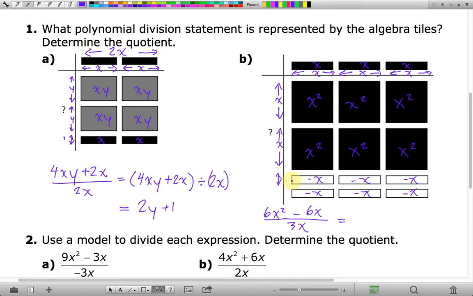Now initially you might be thinking 1, because 1 times x is x, but it's actually negative x that we're looking for, so this has to be negative 1. So negative 1 times x will give us that negative x tile. And likewise here, you're going to have a negative 1. So we've got 2x, and then we've got minus 2, and that's the quotient.